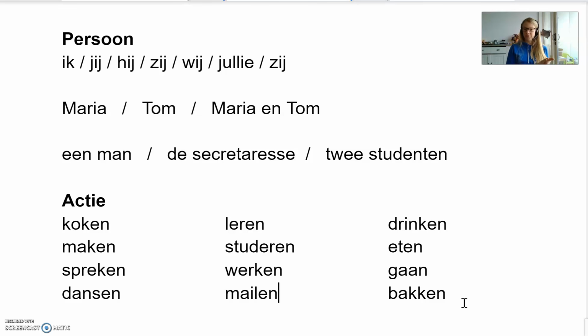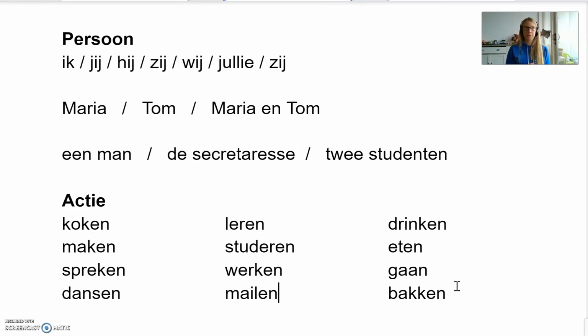Alright, so now we officially can make sentences. We have a person, ik, or Maria. And we have a verb that we can match in the correct form. Ik werk, Maria werkt. So that is a very short sentence, right? We have two words only. Okay, so we can add some extras, extra information.